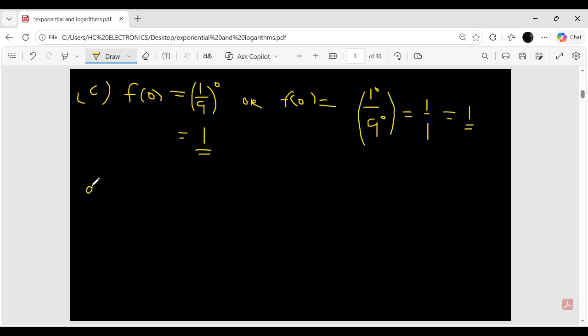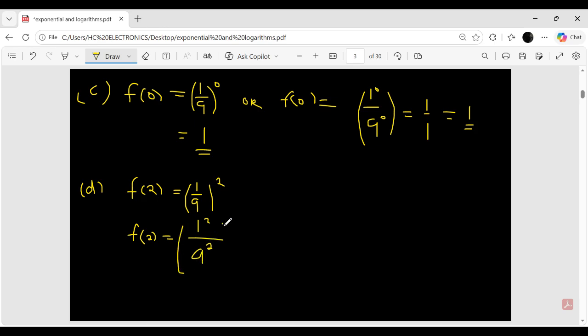Then for D, it was saying that it is f of 2. So if it is f of 2, what you're supposed to do is that where those x again you replace with a 2, it is going to give you 1 over 9 to the power 2. You do the same thing, you distribute the 2 to the numbers. As a result, f of 2 is equal to 1 to the power 2 over 9 to the power 2.